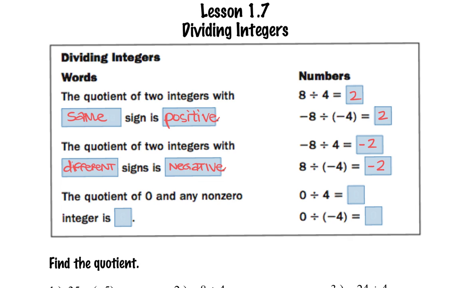And then the quotient of 0 and any non-zero integer is always 0. In other words, if you divide 0 by anything, you always get 0. And again, 0 is not positive or negative. All right, so let's try a few of these now.